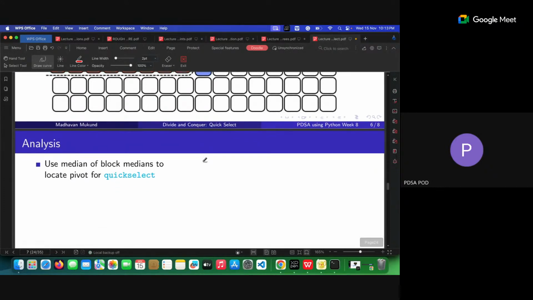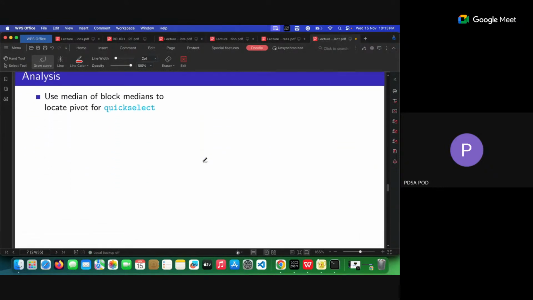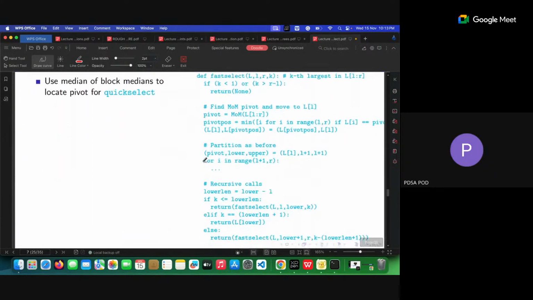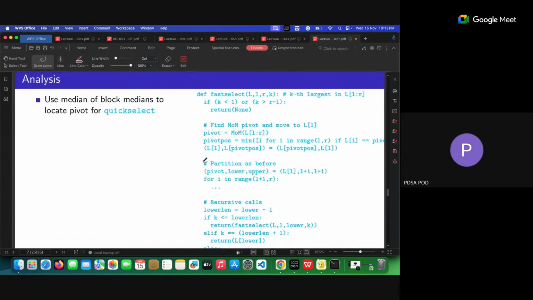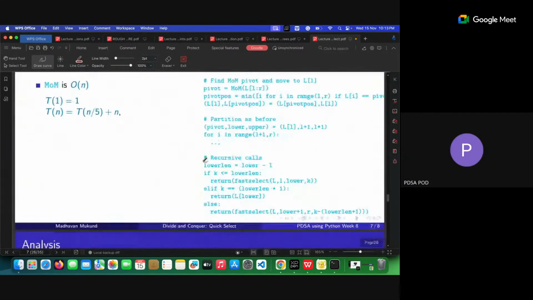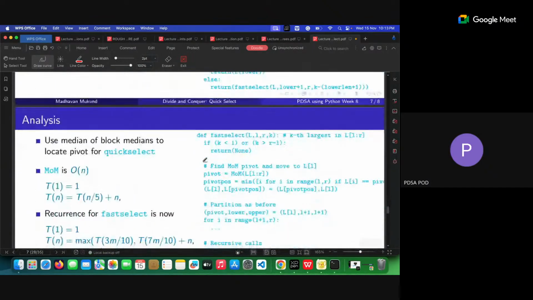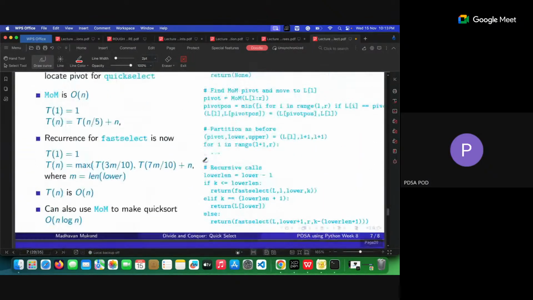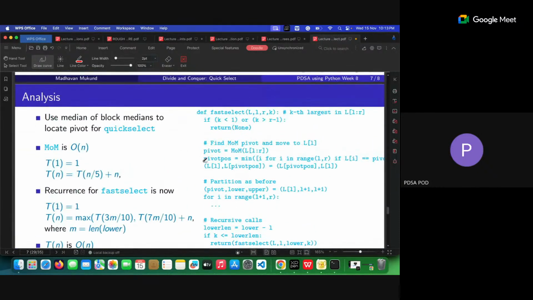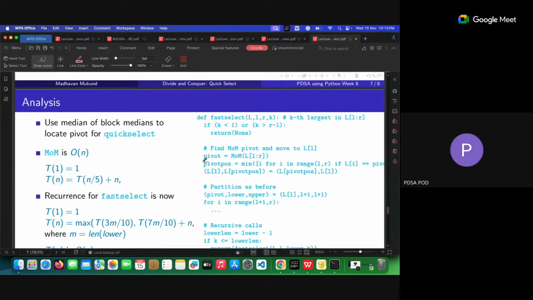So if you look at this, for locating the pivot for the quicksort, the median of medians is called. See, look at here. Here the median of medians is called.